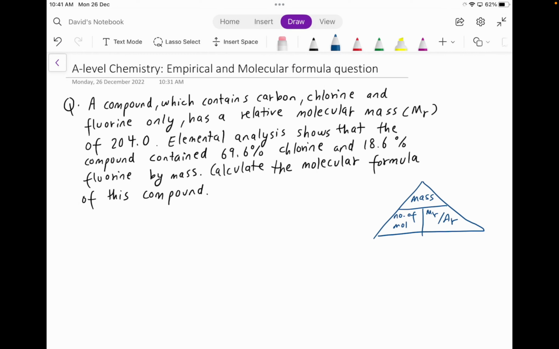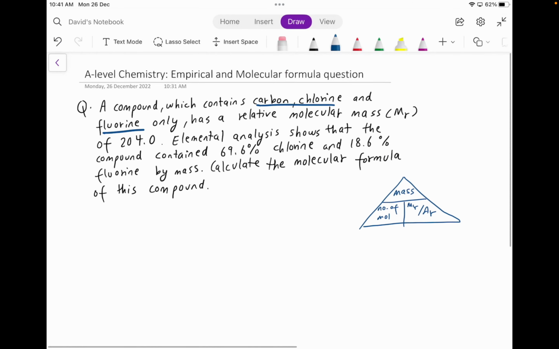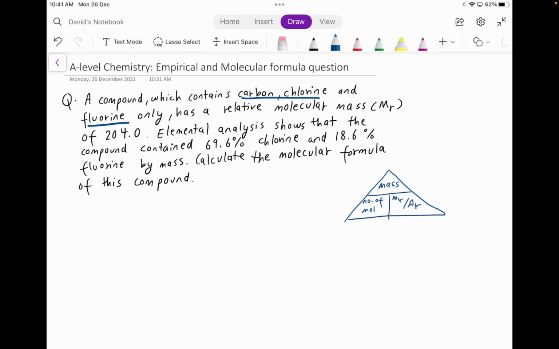Alright, okay. So the next step is to create a nice little table that separates carbon, chlorine, and fluorine, since these are the elements in the question. You're just going to write carbon here, or you could just write their elemental symbols. That's fine as well. You can write chlorine, and you can write fluorine. Okay, so now we have written down our elements.